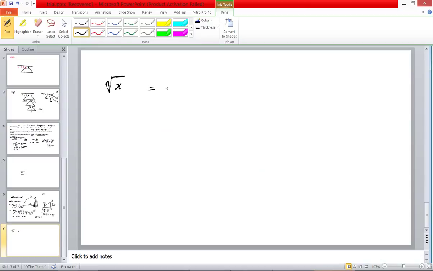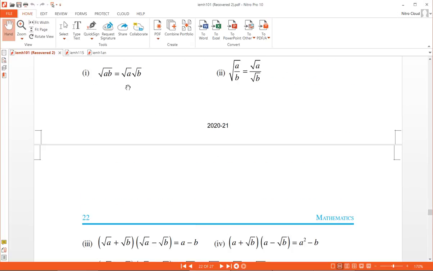So this is basically saying x to the power 1 by n. So this is your exponential or your indices which you studied in your previous classes. So there are certain formulas that you need to remember. Root of AB is actually equal to root of A into root of B. Similarly, root of A divided by B, you can take the individual square roots and divide them.